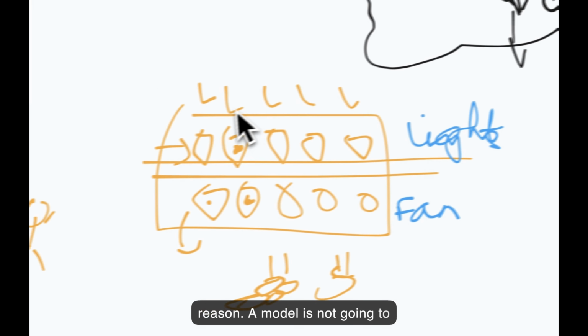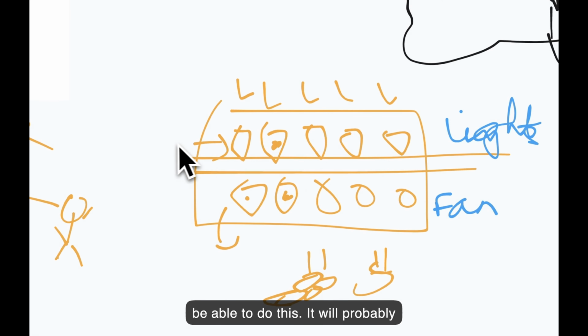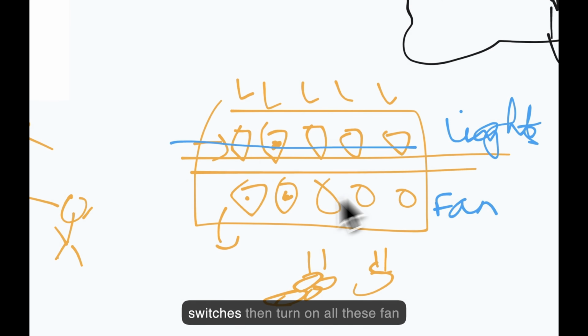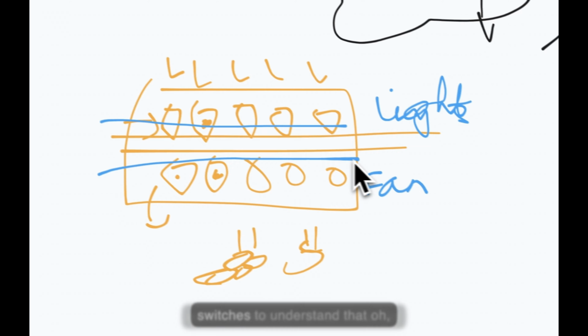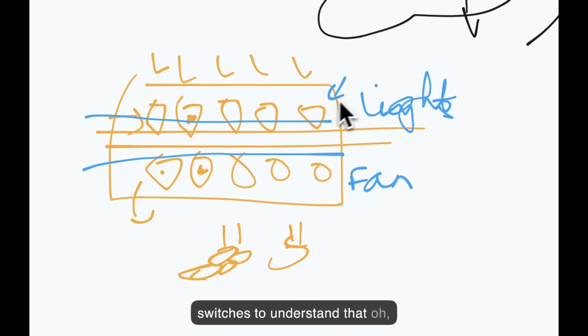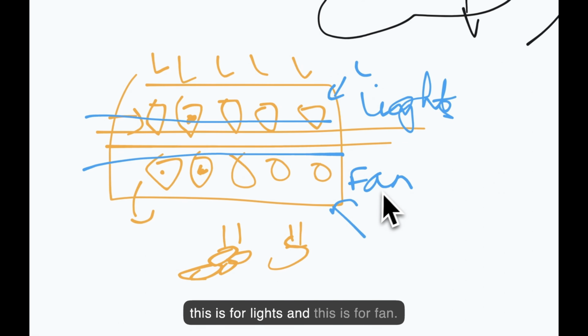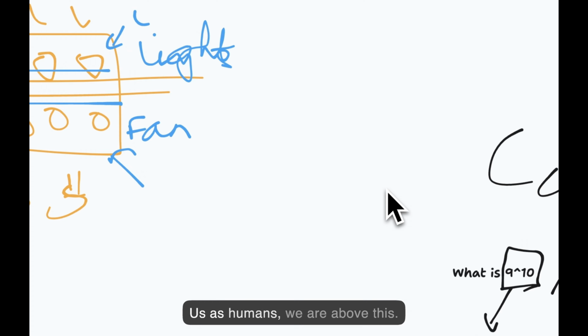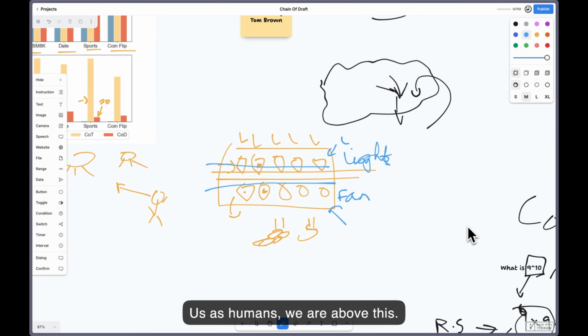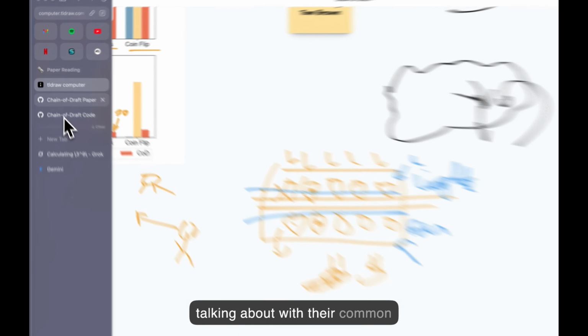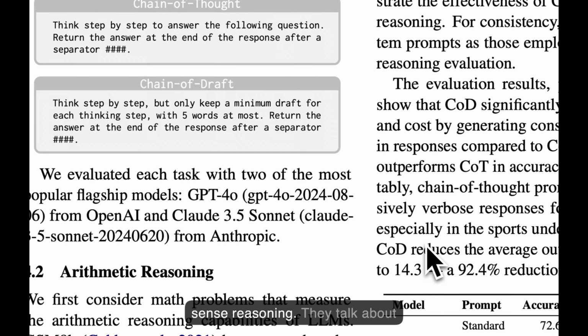A model is not going to be able to do this. It will probably have to turn on all the light switches, then turn on all these fan switches to understand that, oh, this is for lights and this is for fans. Us as humans, we are above this. So over here, this is what they're talking about with their common sense reasoning.